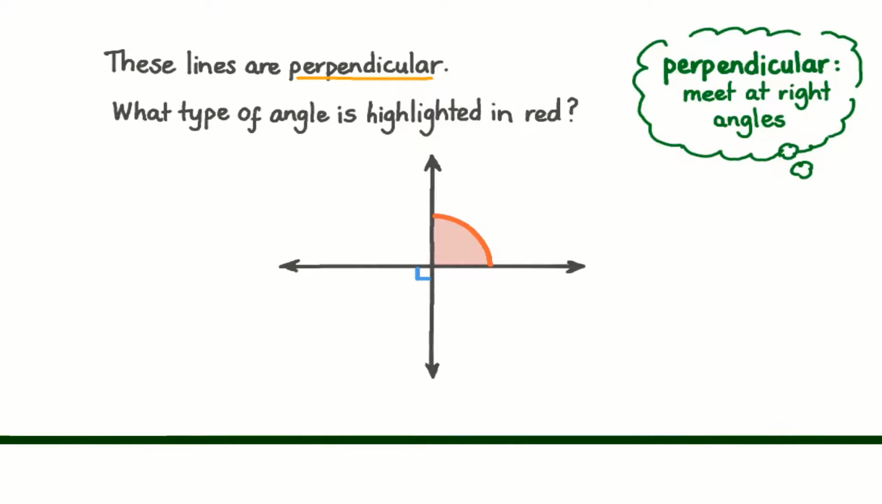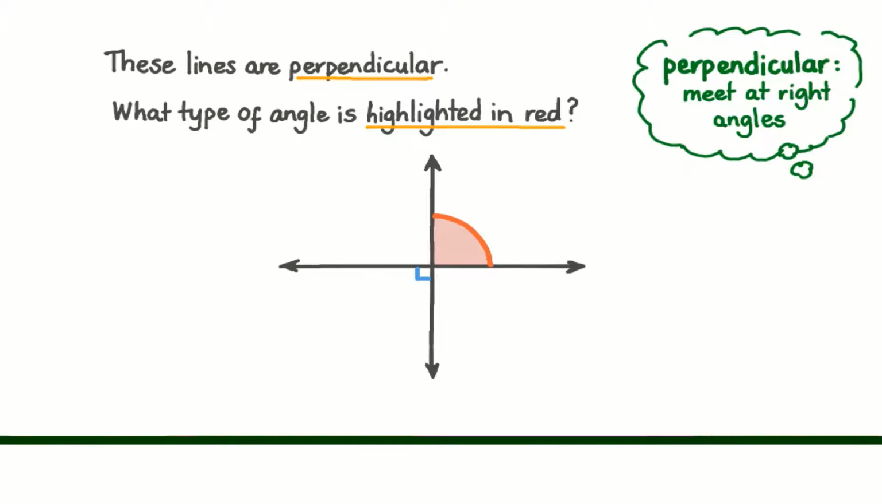But imagine that we read this first sentence and we didn't know what the word perpendicular means. Can you see another clue that helps us? This little symbol here is the symbol for right angles. So even if we're not quite sure what the word perpendicular means, we could look at the diagram, see this little symbol and think to ourselves, I know that these two lines meet at right angles.